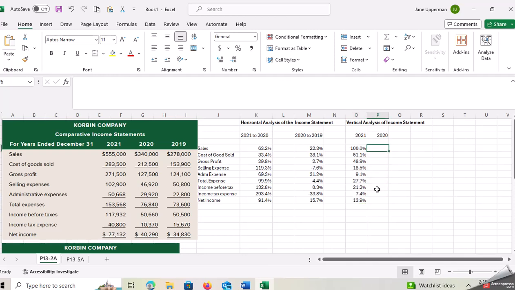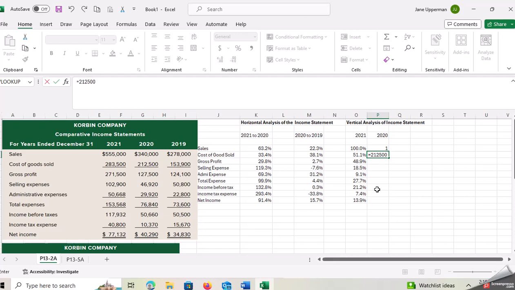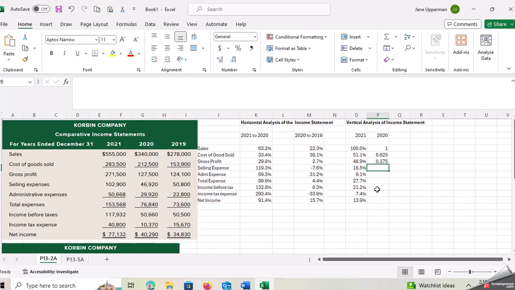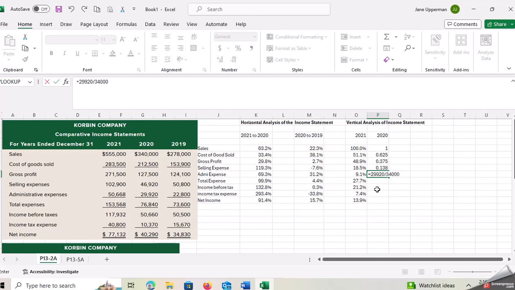Then 2020, you do the same thing, except you do the 2020 data. So then we take 340,000 and divide it by 340,000. And then we take 212,500 and divide that by 340,000. And then we take 127,500 divided by 340,000. And then we take 47,920 divided by 340,000. Then we're down to our administrative expenses. So 29,920 divided by 340,000.